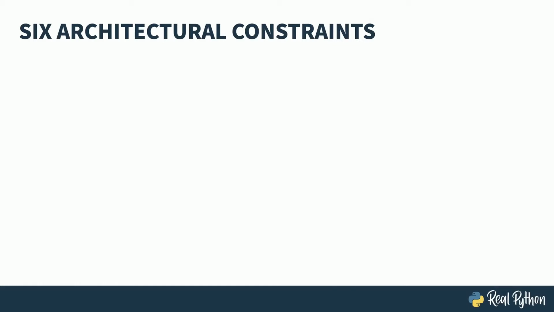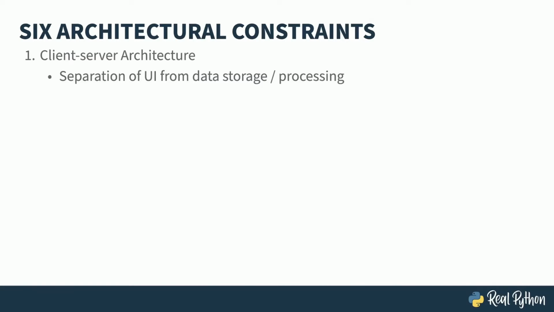It contains 6 architectural constraints that define the protocol. The first is client-server architecture. This is the idea that there's a separation between the UI and the data storage and processing.